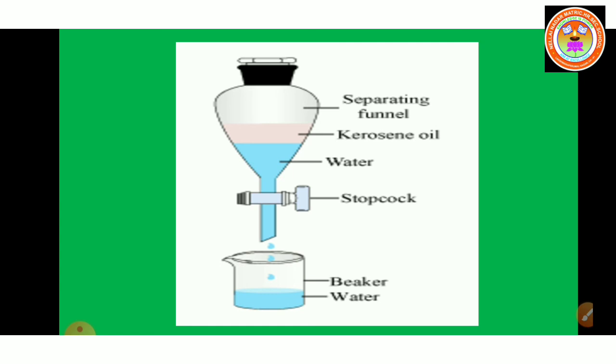Now, we open the stopcock. We can collect the higher density liquid first in a beaker. After that, we collect the lower density liquid, that is kerosene, in another beaker.